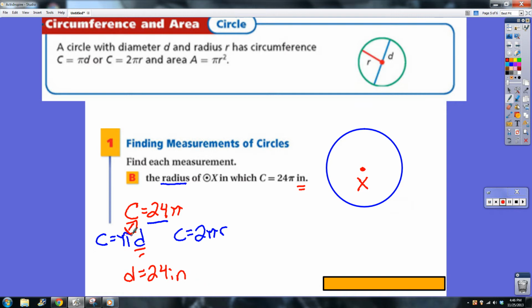Again, circumference equals pi times diameter. We're told the circumference equals 24 times pi. The diameter is equal to 24. Okay. Once we have the diameter, our goal is to find the what? The radius. Well, the radius is going to be half the diameter. The radius is 12 inches. There we go.